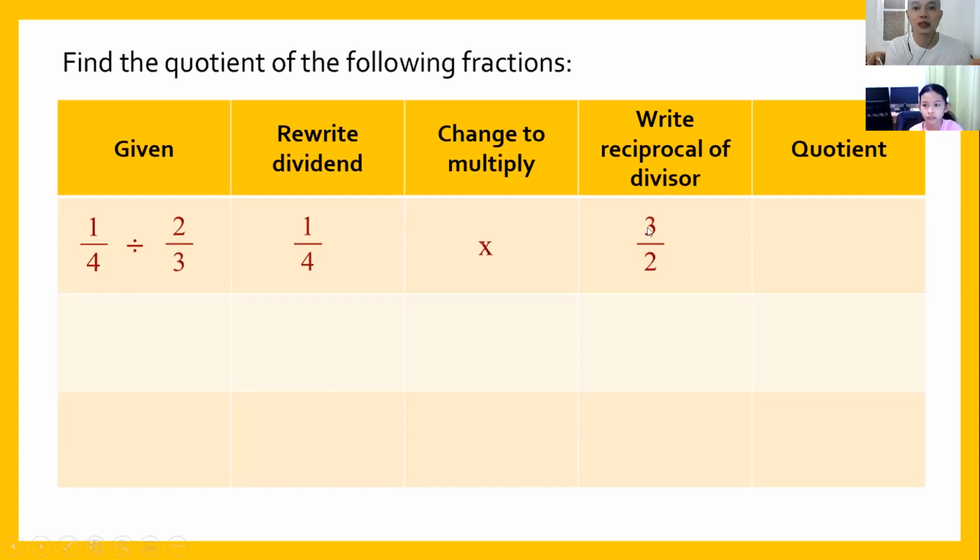So 1 times 3, that will be 3. 4 times 2, that will be 8. So that's why you have 3/8. It's simple, right? You get it? Okay, let's try with this one. 3/4 divided by 4/5.